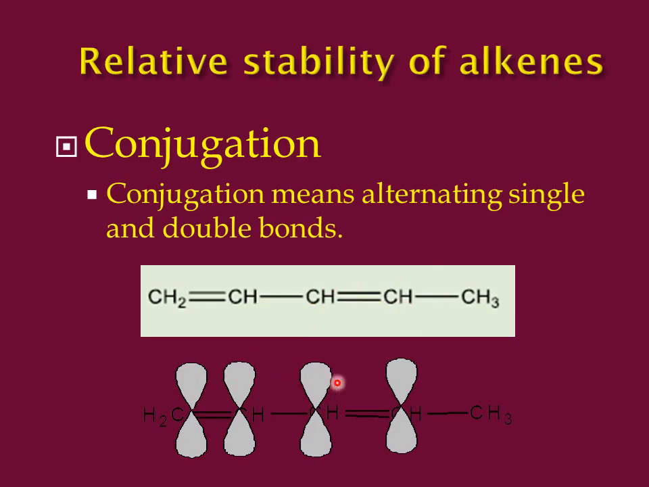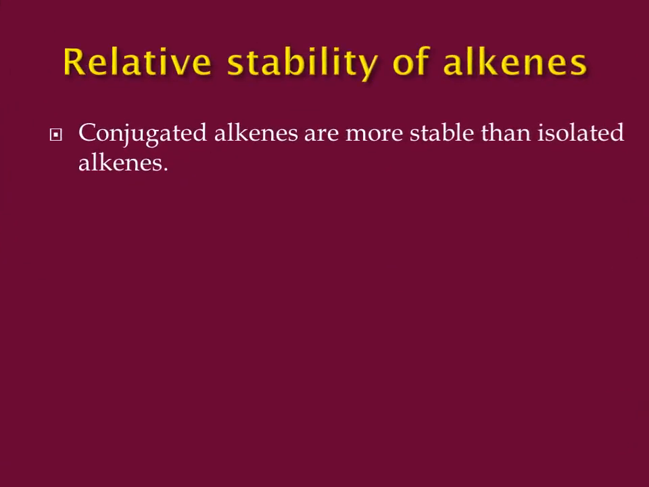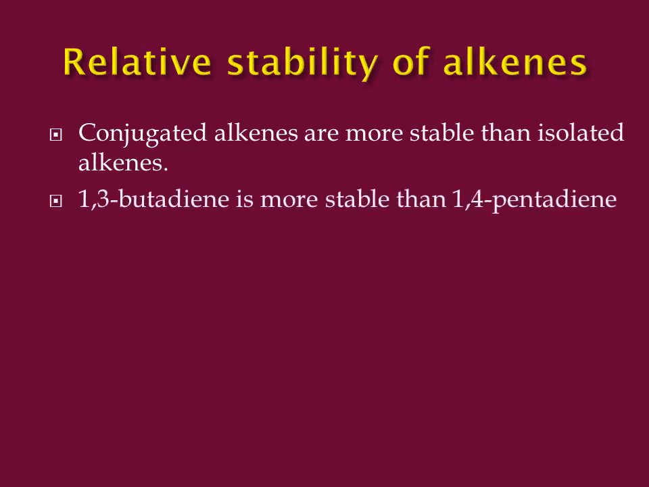Let us look at an example to make a comparison between isolated system and conjugated system. So students, 1,3-butadiene is more stable as compared to 1,4-pentadiene. Why? Because 1,3-butadiene is a conjugated system having alternating double bond and single bond. So the p orbitals will be extended throughout the system.